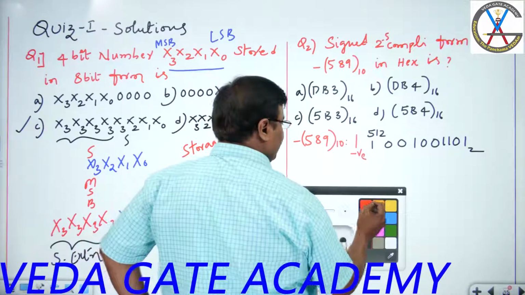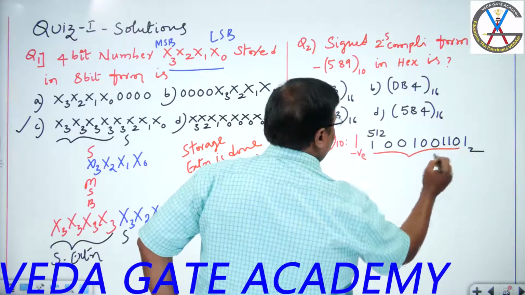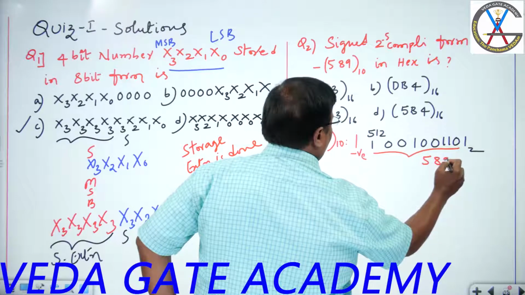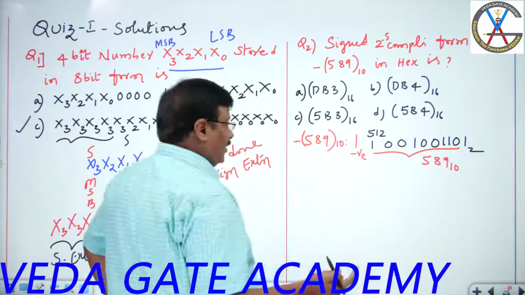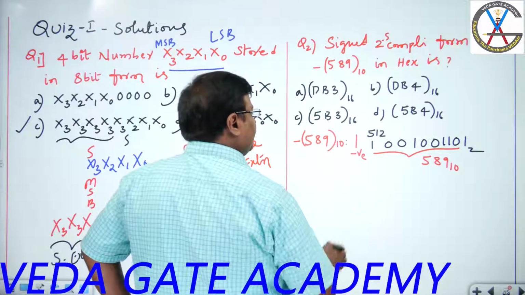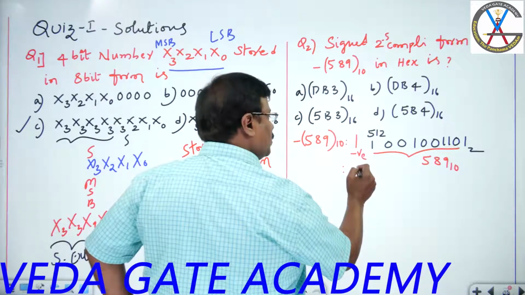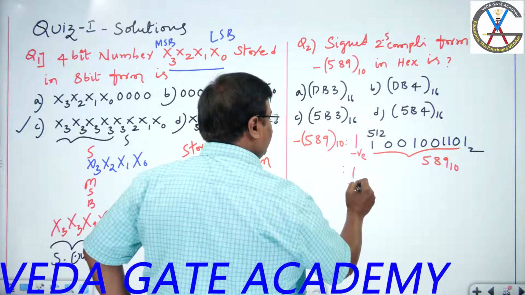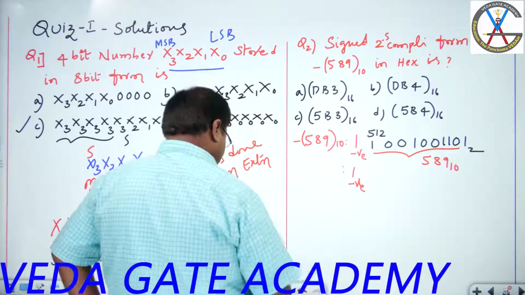Now 2's complement. This complete data is 589. I already taught you in the first class itself, without doing a division, how to convert the number the shorter way to a binary value, and 2's complement. Anyhow, the sign should not be complemented, it remains the same. 2's complement for the data.